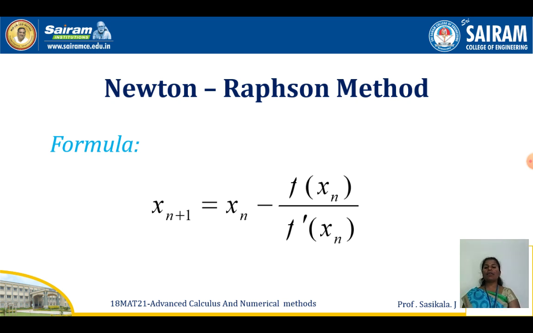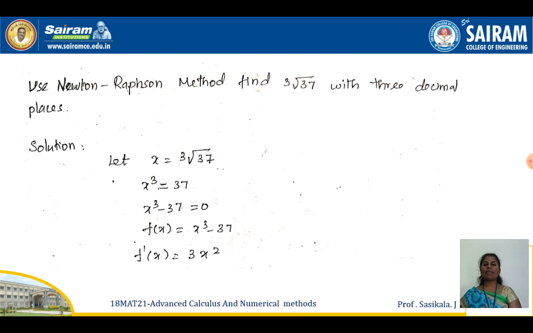How we can fix your x0 and how we can solve to get the real root using this method, I can explain with one example. So we can go for the example. Use the Newton-Raphson method to find the cube root of 37 to 3 decimal places. You can read the question one more time.